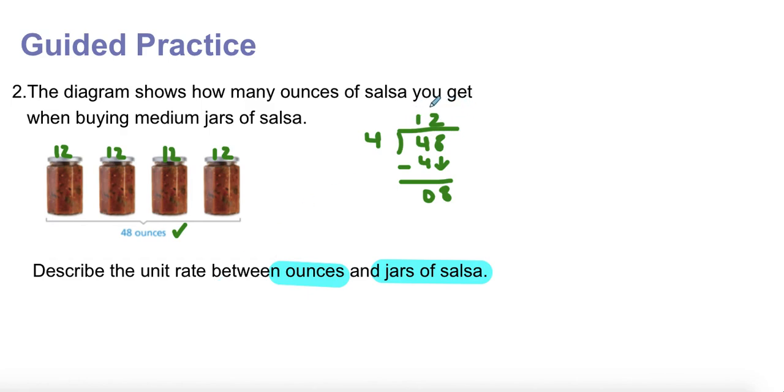Let's write this as our answer statement. Since we solved and got a value of 12, that means that there are 12 ounces per jar.